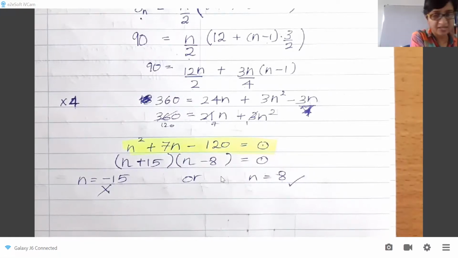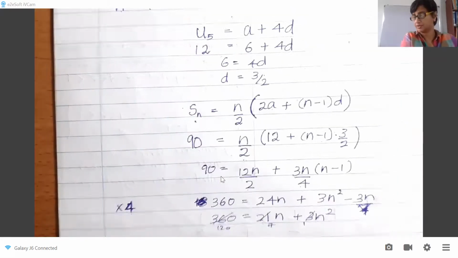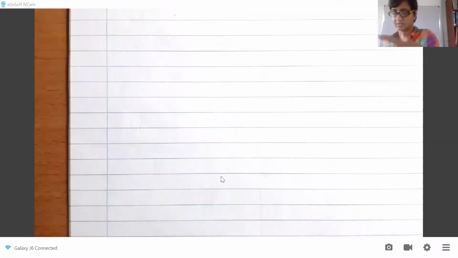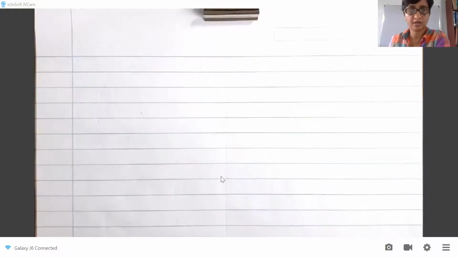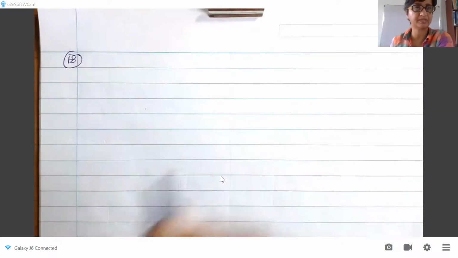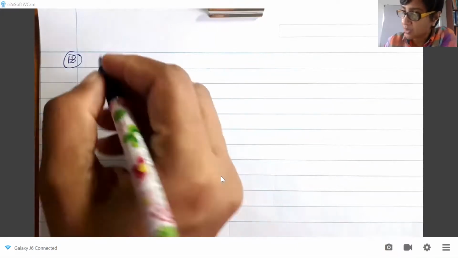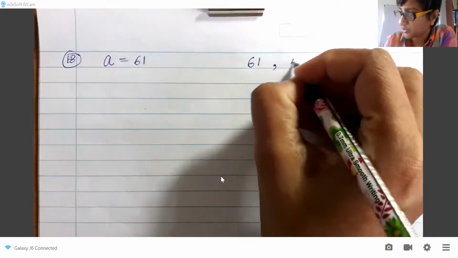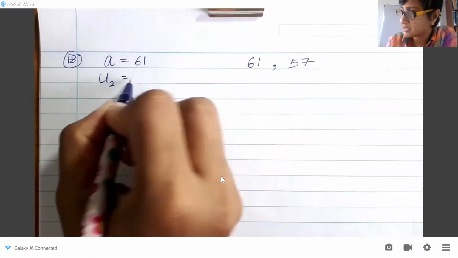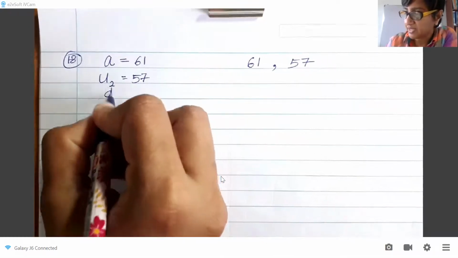Right, shall we look at number 18 now? Since you all have it, let us read it together so I don't have to put it under the screen. The first term of an arithmetic progression is 61. A is 61. And the second term is 57. I can just write the sequence, 61, 57. Or you can say U2 is 57.